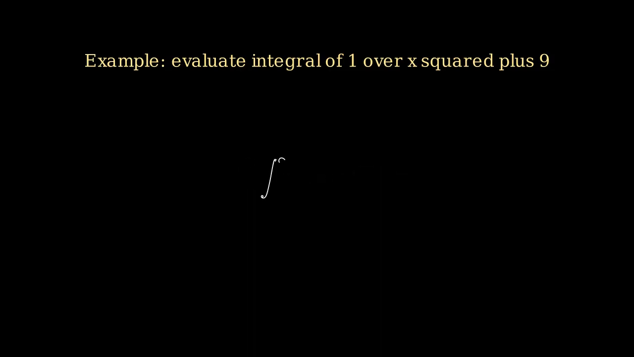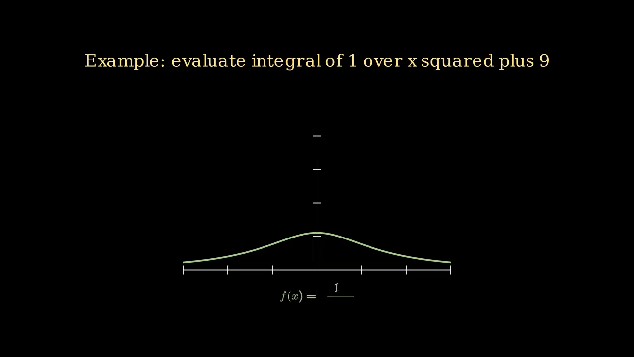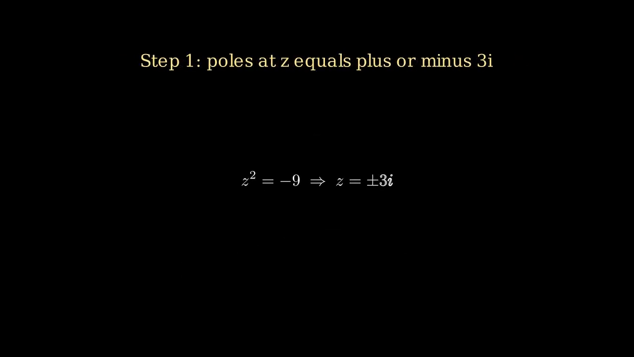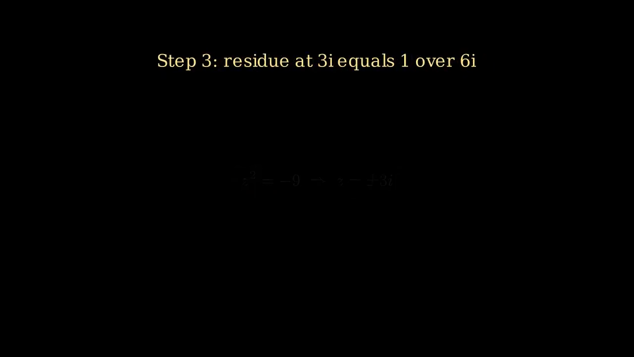Worked example. Evaluate the integral from negative infinity to infinity of 1 over (x squared plus 9) dx. Step 1. Find the poles. z squared equals negative 9, so z equals plus or minus 3i. Step 2. Only 3i lies in the upper half plane. Step 3. Find the residue.